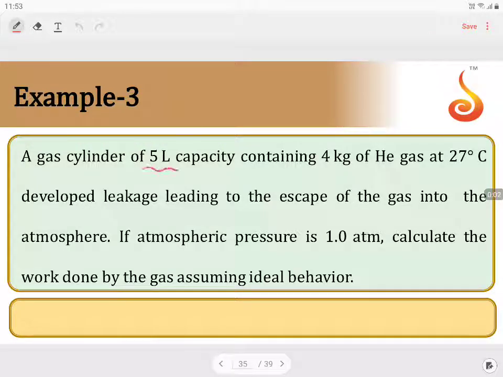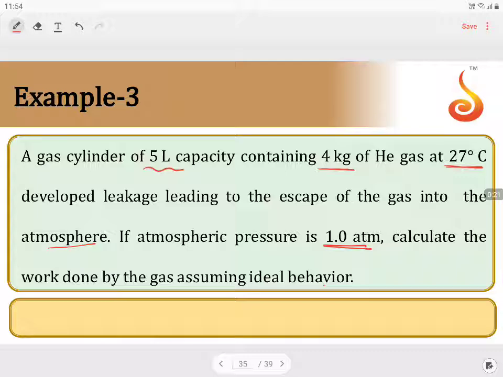A gas cylinder of 5-liter capacity containing 4 kgs of helium gas at 27 degrees centigrade developed leakage leading to the escape of the gas into the atmosphere. If atmospheric pressure is 1 atmosphere, calculate the work done by the gas assuming ideal behavior.